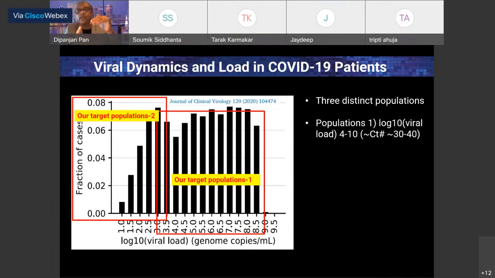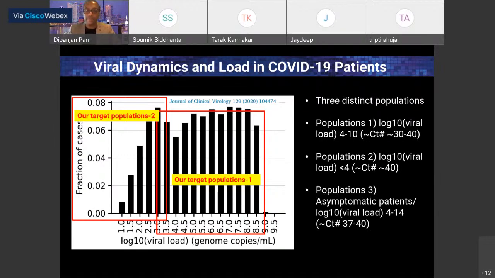But if we're really constantly checking for the virus, then we should be able to detect the presence of the virus in those asymptomatic patients. Population one is the viral load 4 to 10, where CT, as you might know, is a number that comes from RT-PCR. That's how many cycles the RT-PCR needs to run to see the presence of the virus. Population two is even less than 4 for the genome copies, and that means the CT number is 40. That means you need the maximum cycles to be able to see the virus.